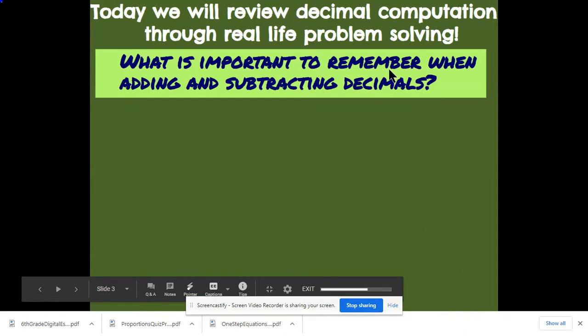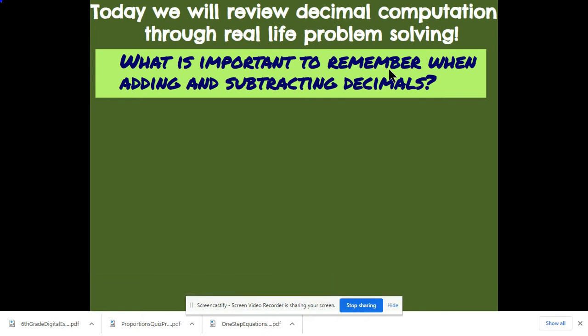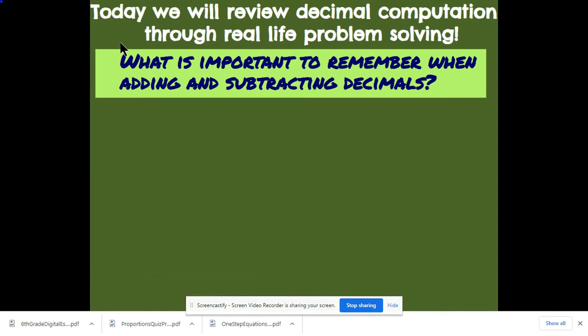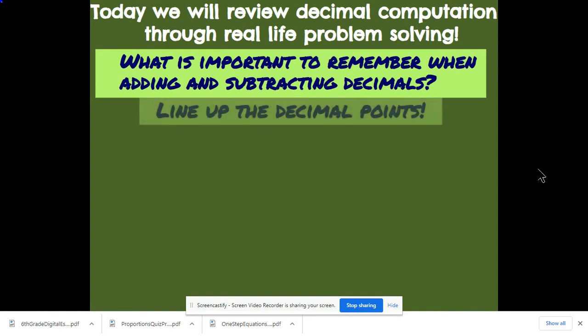Okay, so today we're going to review decimal computation by solving some real-life problems. When I say computation, I mean one of four things: add, subtract, multiply, or divide. When we add and subtract decimals, we want to line up the decimal points. And if there's something missing, we'll annex zeros, or add zeros, and put the decimal point in the problem, and then we add or subtract like normal.